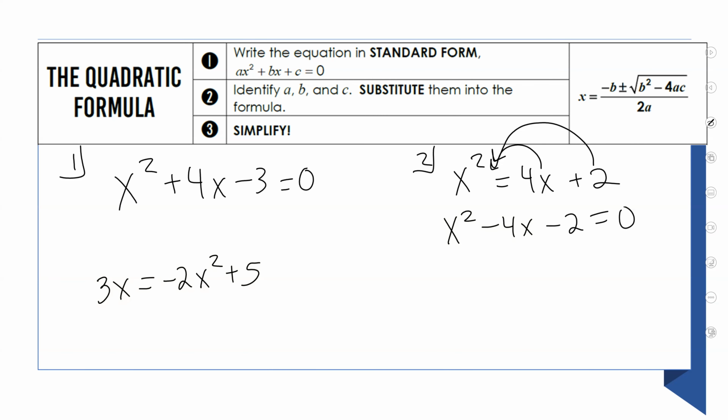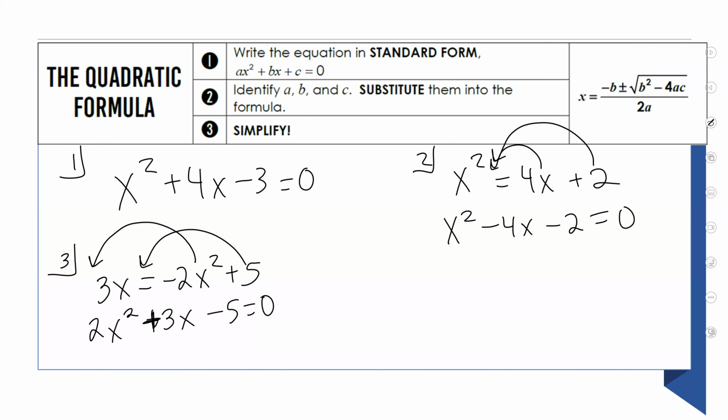Step 2 is to identify A, B, and C, and then we'll substitute them into the formula. Okay, so looking at example number 2 right here, my A value, we're talking about the coefficient. So what do you guys think the coefficient for the A term is? Yep, 1. The coefficient for B, negative 4, and C is negative 2. So you first need to identify what A, B, and C are. Okay, and then we're going to substitute it into the formula. This is the formula. And then you just simplify it.